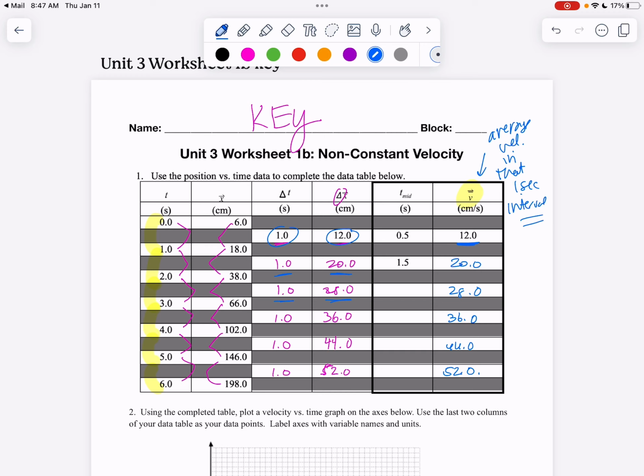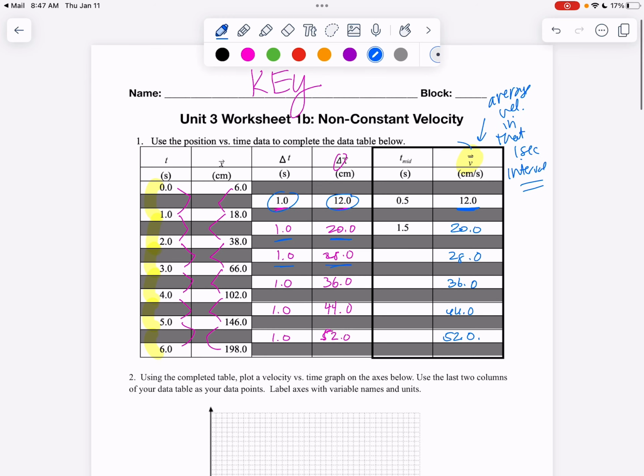Again, it's not how fast it's actually going at one moment, because it's in a whole interval. This number comes from calculating from here. This is stuff we're going to ask on the quick quiz, so make sure you understand how this table is made. What I did was subtract to get this position change here. In that 1 second interval, if I go 12 centimeters in 1 second, that gives me an average velocity of 12 centimeters per second in that interval. Does that make sense? So it's moving 20 centimeters per second on average from 1 to 2 seconds. It's moving 44 centimeters per second on average between 4 and 5 seconds, etc.